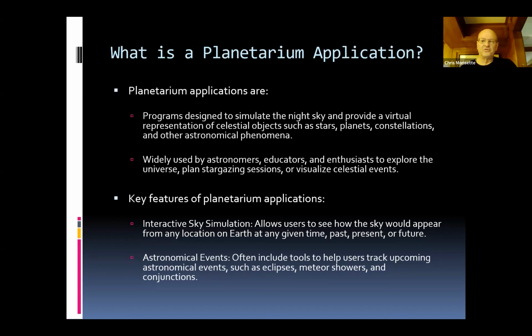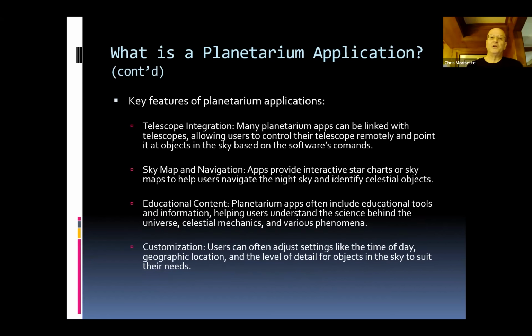These planetarium apps can also give you some tools to help you look for and track upcoming events like eclipses, meteor showers, and conjunctions. You can integrate these applications with your telescope. So if you've got a telescope with a go-to mount and you have a laptop with, say, Stellarium on it, you can link your laptop to your telescope, and then instead of using the hand controller that comes with the mount, you can use Stellarium to tell the telescope which object you want to go to. So you're using the commands from the software as opposed to from a handheld device.